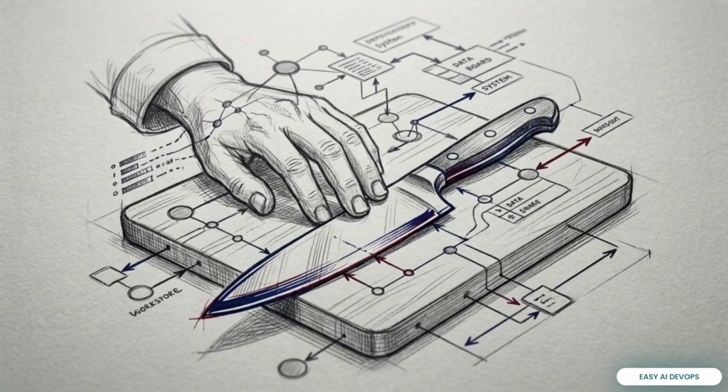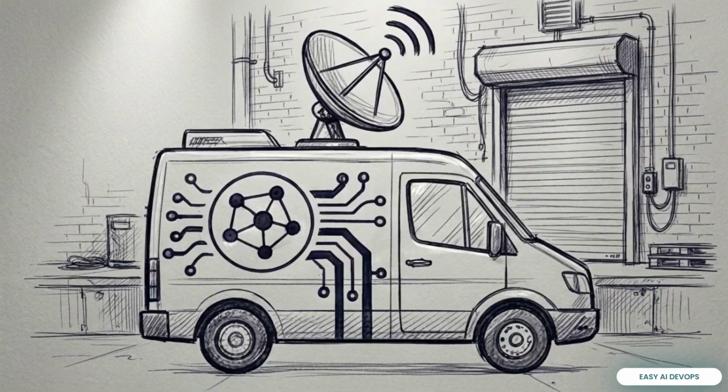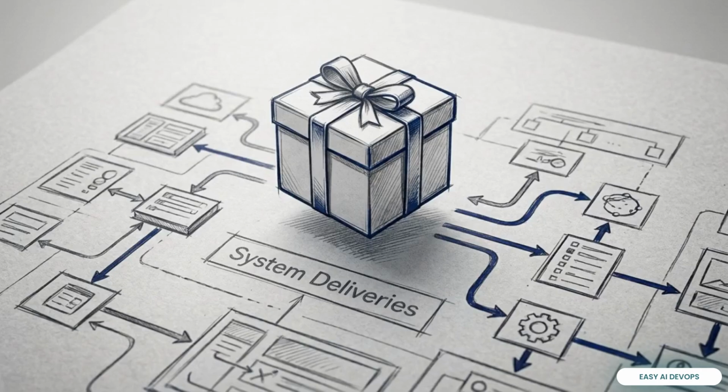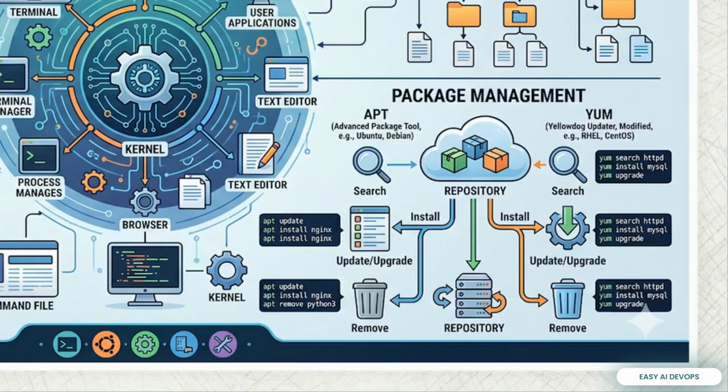When you need new tools, you don't build them from scratch. You call a delivery service. In Linux, this is called package management. This section illustrates the two most common delivery fleets. If you're running a Debian or Ubuntu system, you use a tool called apt. For Red Hat or CentOS, you use YUM. You type one command, and the delivery truck fetches your new software, like the tools needed to run a website, and sets everything up automatically.